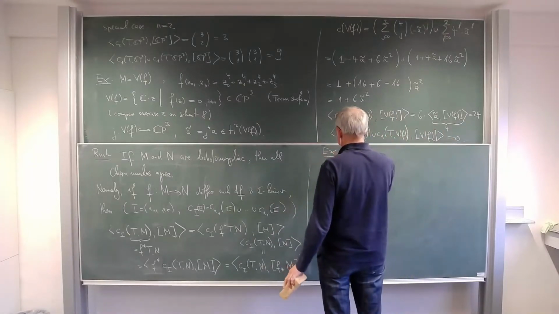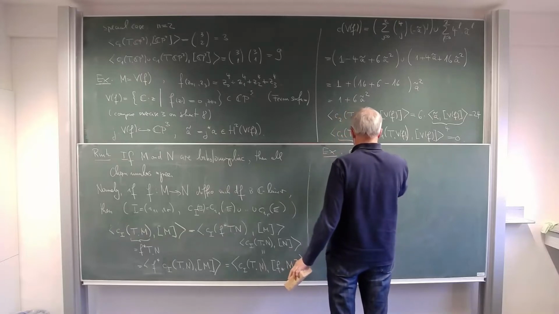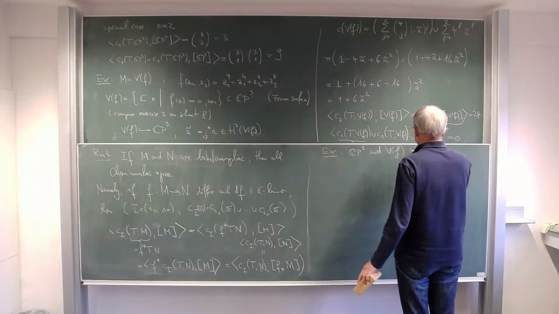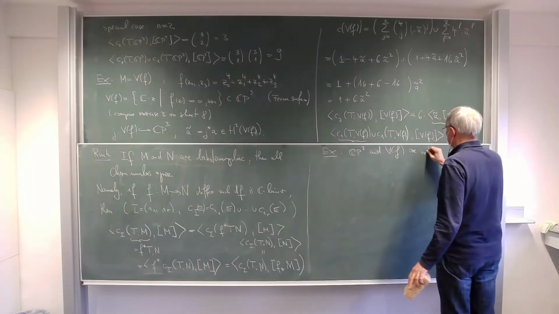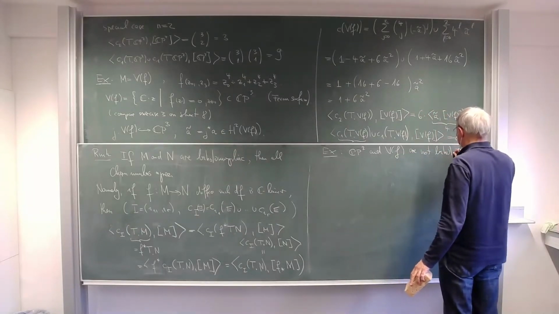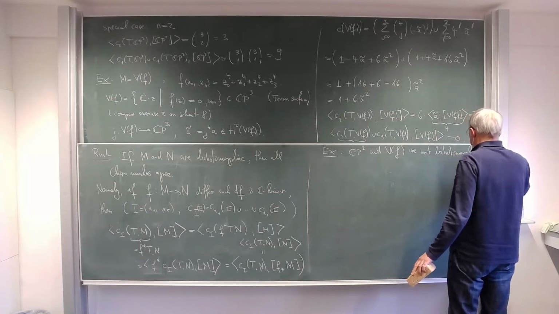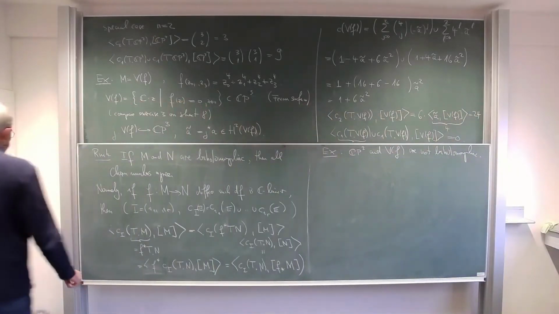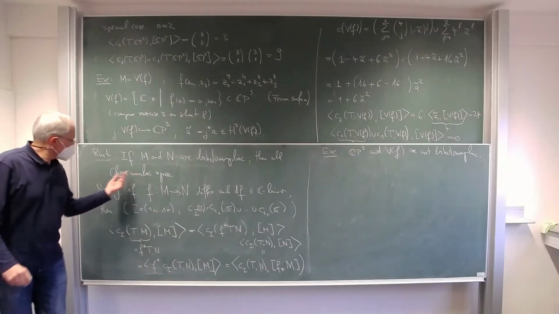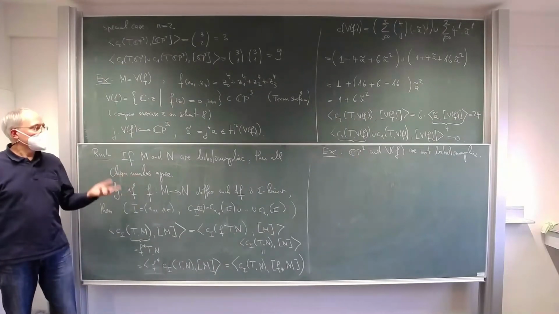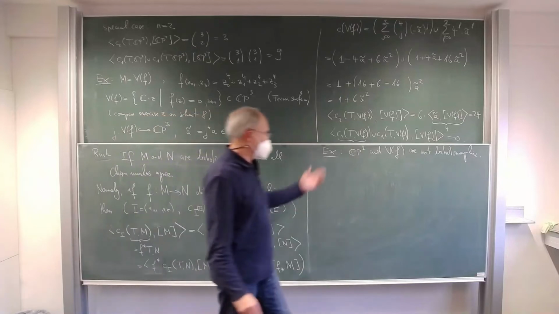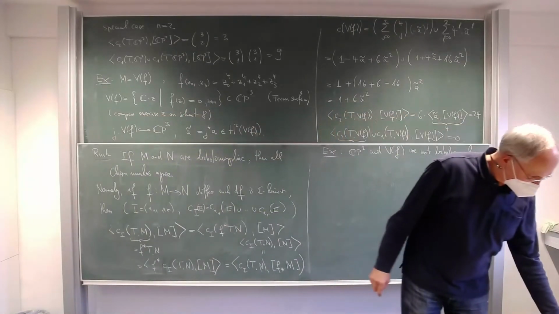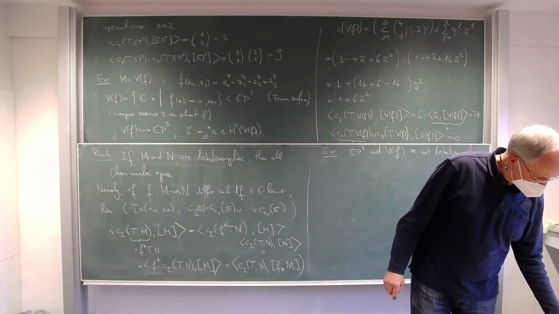Example: CP2 and the Fermi surface are really different. They are not biholomorphic to one another. So these are invariants of manifolds which can be used to distinguish manifolds, in this case complex manifolds.